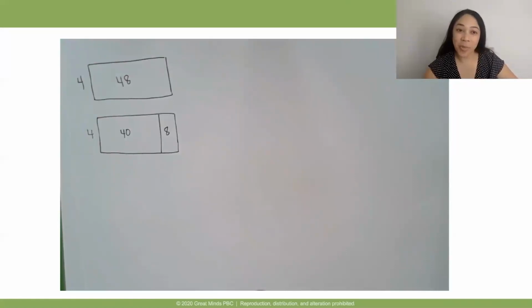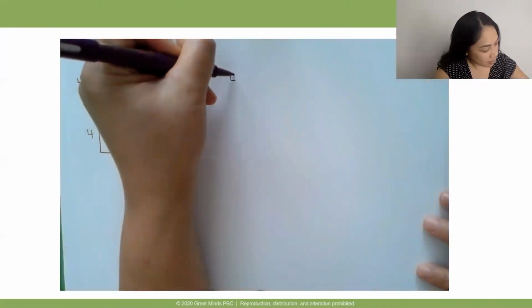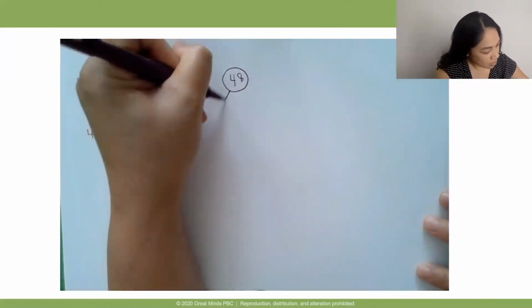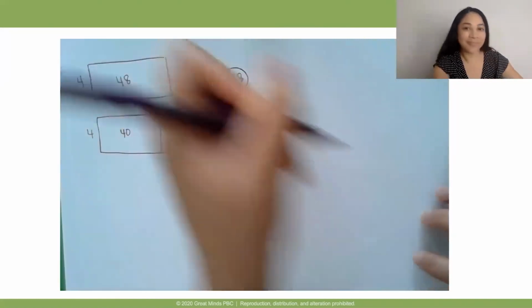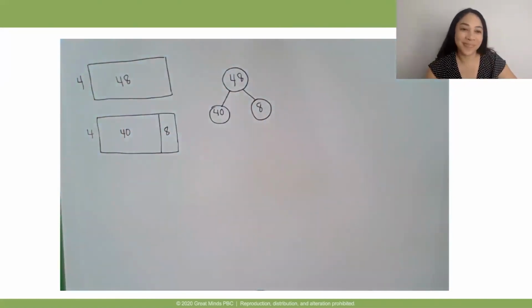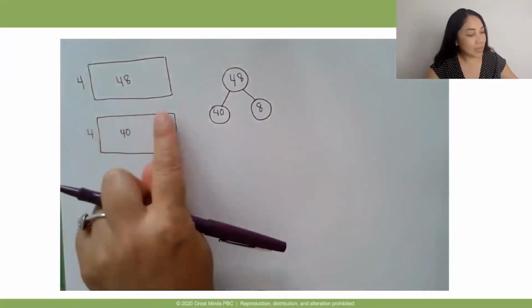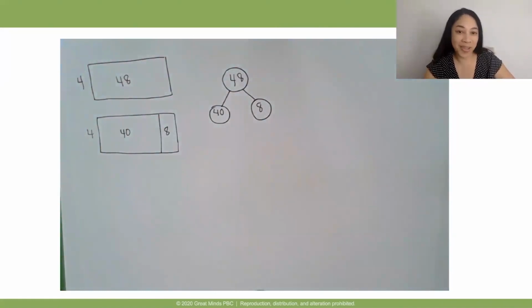Next, draw a number bond to match the whole and parts of the rectangle. Let's now find the unknown side lengths of the smaller rectangles.